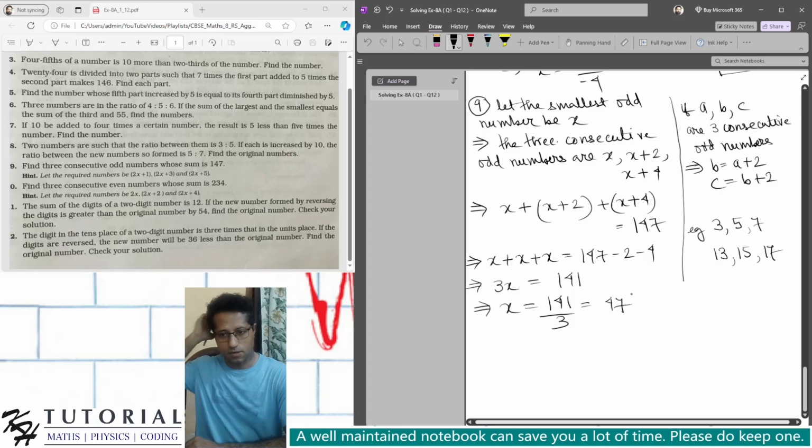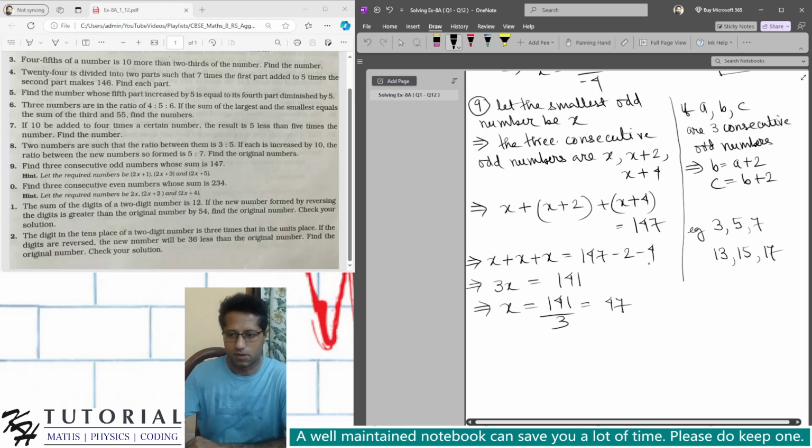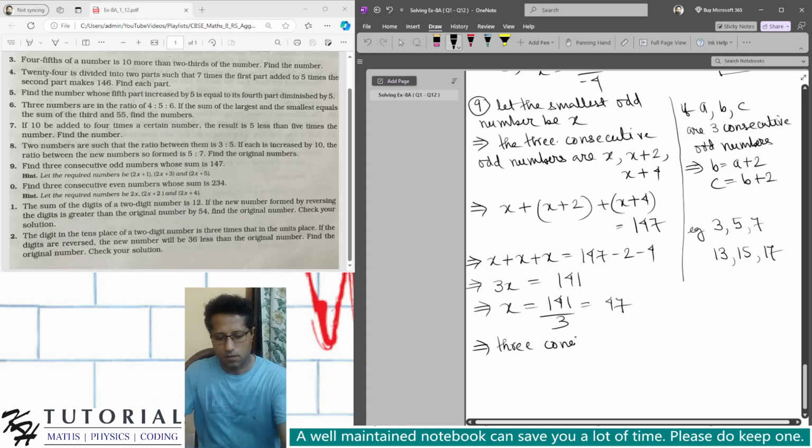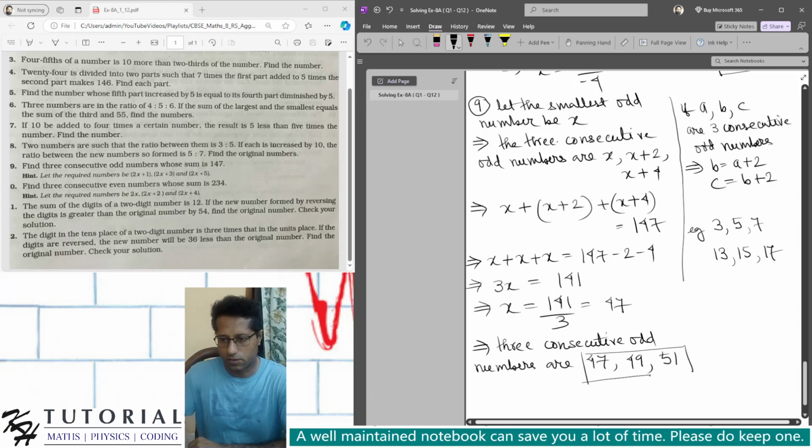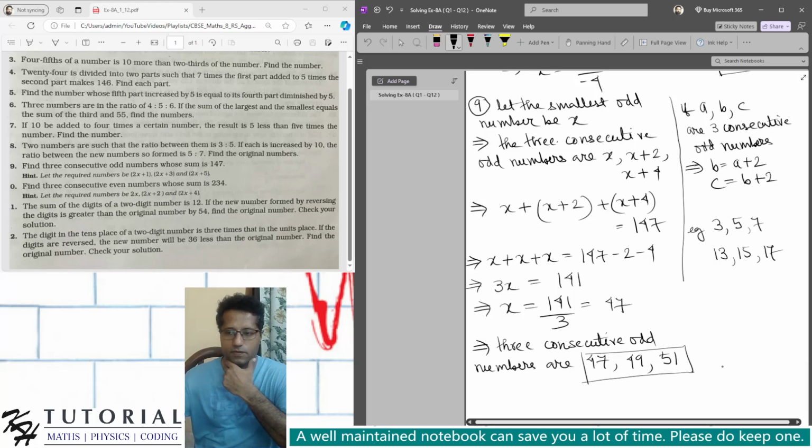So x is 47, which is the smallest odd number as per our assumption. So we can say that the 3 consecutive odd numbers such that their sum is 147 are: x is 47, the next consecutive odd number will be 49, and the next will be 51. So 47, 49 and 51 are the 3 consecutive odd numbers or integers whose sum is 147.